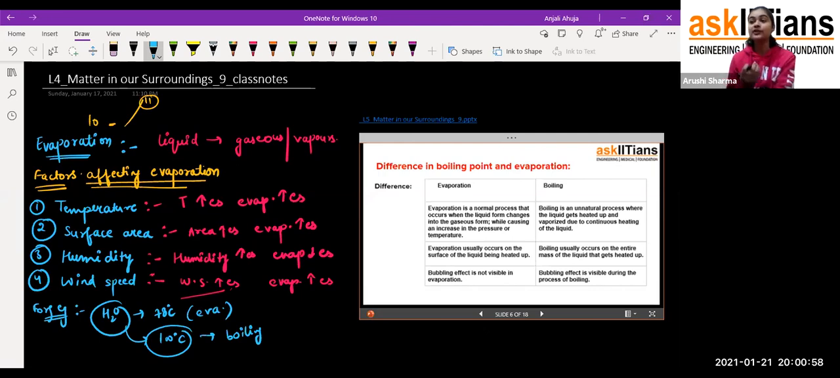And even so, if you have seen that when you take water in a pan and start heating it, you will find that vapors are forming, but you don't see bubbles forming.